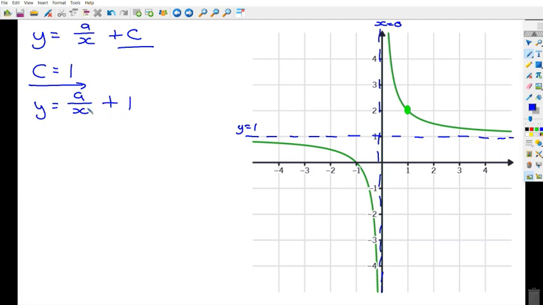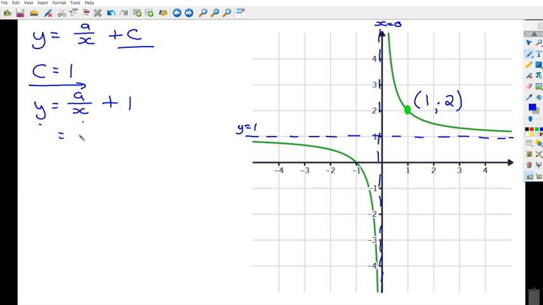Now how am I going to find my a value? I need to find my x and y. Where am I going to get x and y from? I'm going to get it from here. What is this point? Label it for me, this coordinate. What's the x value? It's 1. And what is the y value? 2. Awesome stuff.